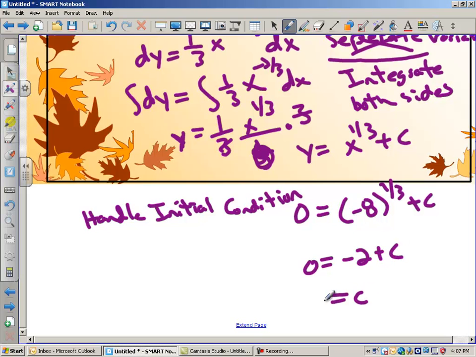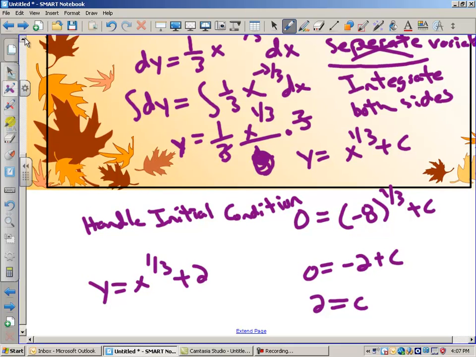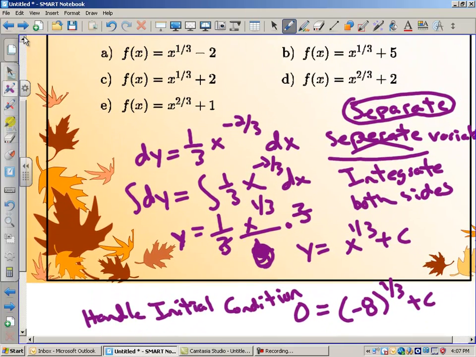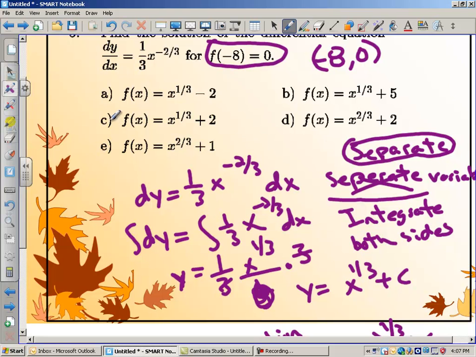Add 2 to both sides, and I actually now know what that c was. That c was a 2. And I can come back up here, and it's x to the 1/3 plus 2, and it's right here. So that's how we can figure that part out.